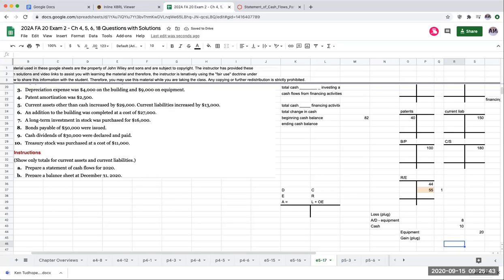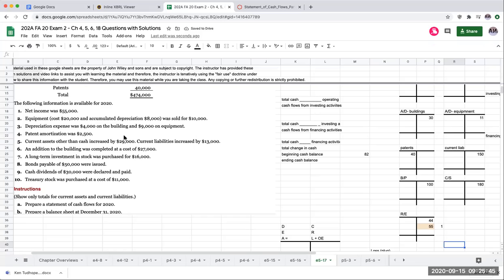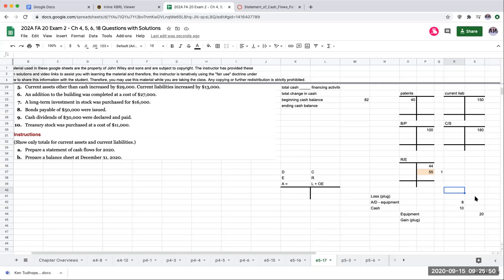So again, right over here, look at number 2. So equipment cost of 20, accumulated depreciation of 8, was sold for 10. So over here, what I'm going to end up doing is I'm going to say, all right, I've got 18,000 of debits. I have 20,000 of credits. So to balance my T account, I'm going to need this loss right here of 2. Does this kind of make sense? Well, the carrying value of this equipment on my books was 12,000, or the 20 minus the 8. I only sold it for 10, so I'm going to have a loss of 2.